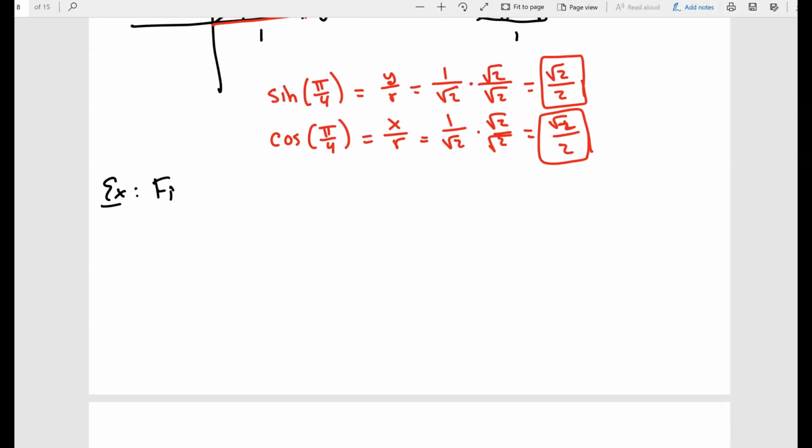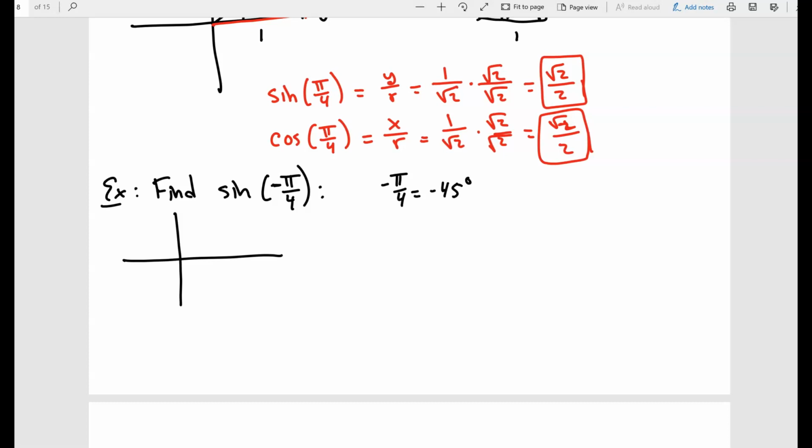Okay, so let's find just the sine of negative pi over 4. Okay, so how do we do with the negatives? Again, you can use your calculator, but I want you to do it this longer way. Okay, so let's go ahead and figure out where negative pi over 4 is going to be. So remember, negative pi over 4 is also equal to negative 45 degrees. So if this was 0, the negative means that I'm going clockwise, which means I'm going this way. So if this is 0, this is also going to be negative 90 degrees. So negative 45 degrees is going to be right here.